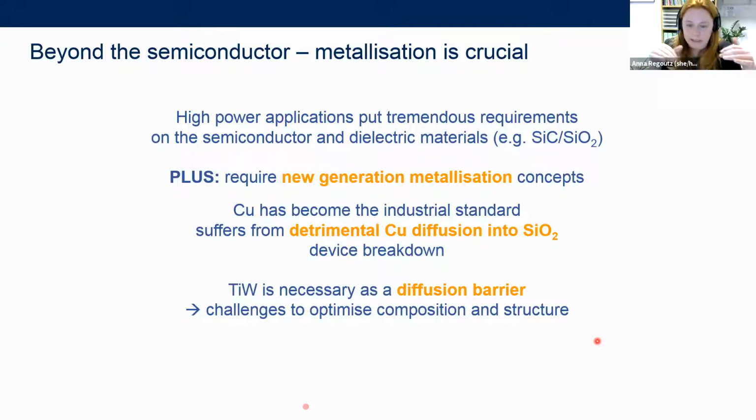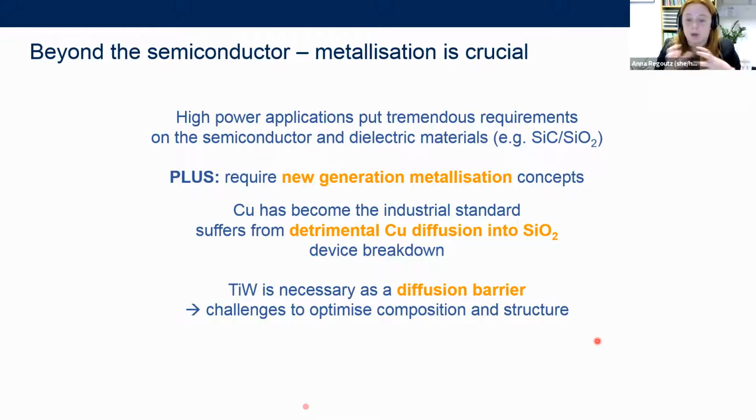Copper is really the industry standard now, but it suffers from one problem: if you just put copper on silicon dioxide, so put the metallization directly on your dielectric, copper will diffuse into silicon oxide, form copper silicides, and this will lead to device breakdown. So what you need is a diffusion barrier, and titanium tungsten, or titungsten as I will call it, is one of the standard diffusion barriers that is widely used.